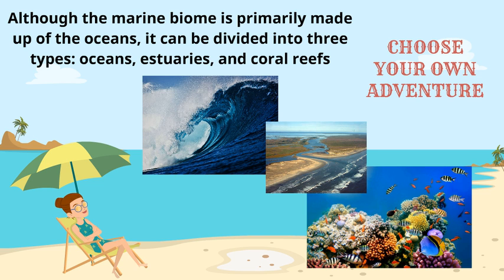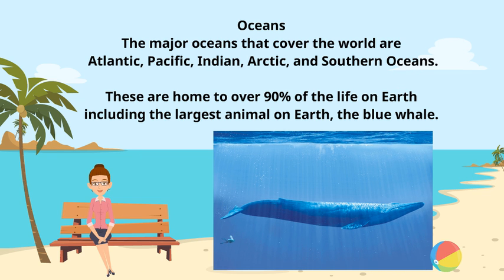Choose your own adventure. Although the marine biome is primarily made up of the oceans, it can be divided into 3 types: oceans, estuaries, and coral reefs. The major oceans that cover the world are Atlantic, Pacific, Indian, Arctic, and Southern Oceans. These are home to over 90% of life on Earth, including the largest animal on Earth, the blue whale.